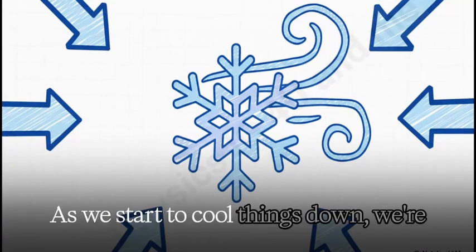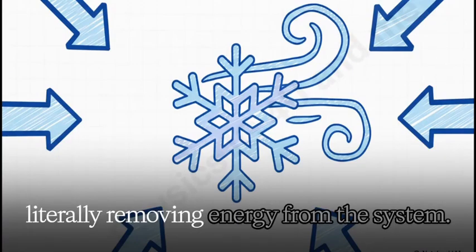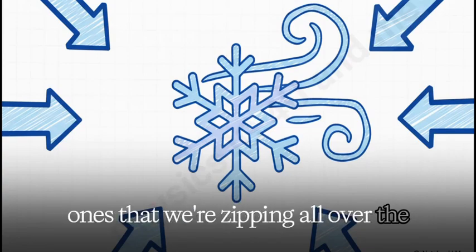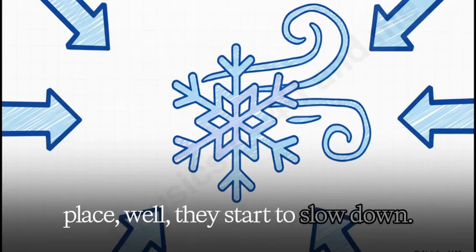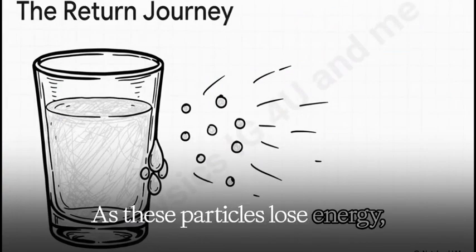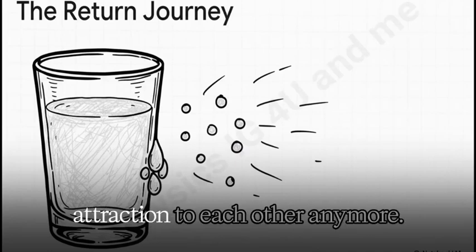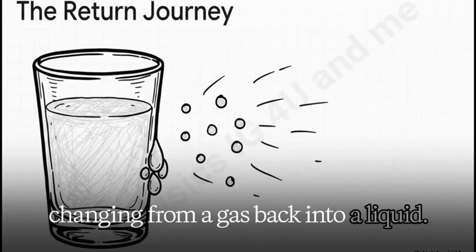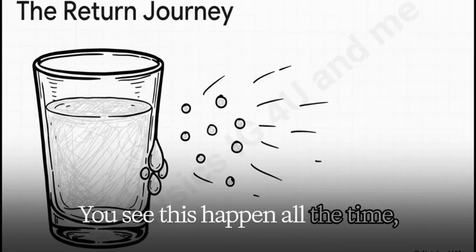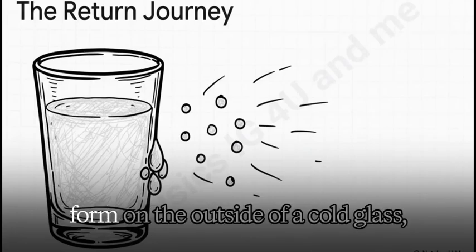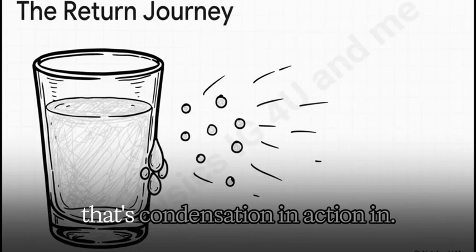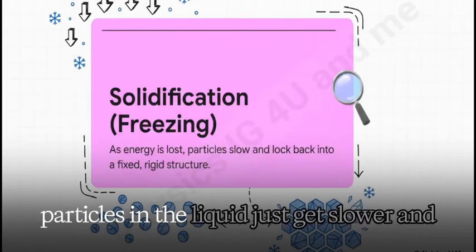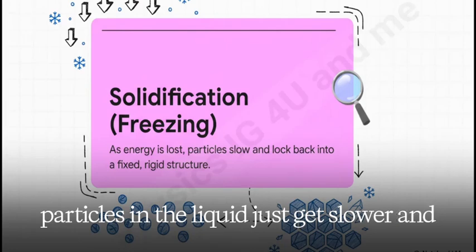Okay, as we start to cool things down, we're literally removing energy from the system. Our super energetic gas particles, the ones that were zipping all over the place, well, they start to slow down. And as these particles lose energy, they just can't fight off their attraction to each other anymore. They start to clump back together, changing from a gas back into a liquid. You see this happen all the time, like when little water droplets form on the outside of a cold glass. That's condensation in action.